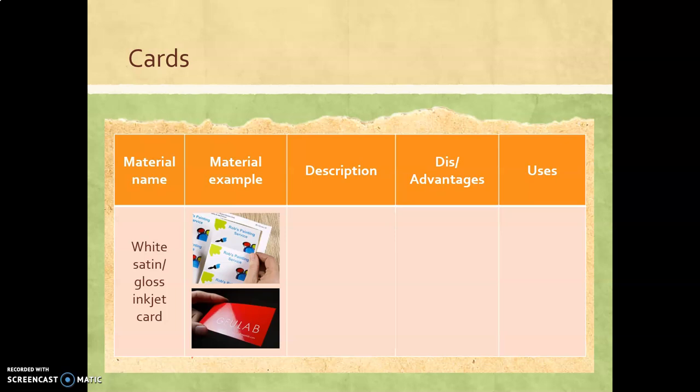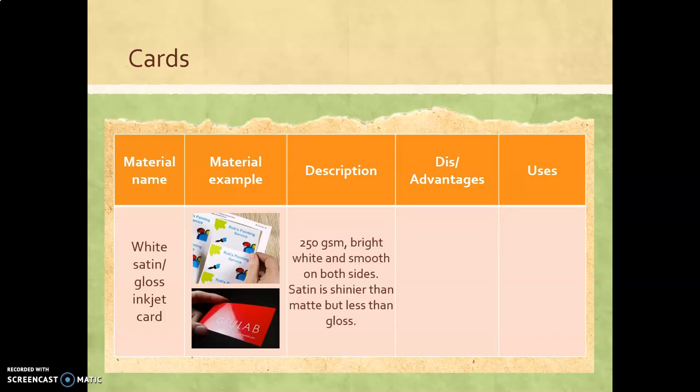Next, we have Satin and Gloss inkjet card. So they're very similar, but just the difference is in the shine. These are each 250 GSM. This is the stuff we use in school all the time that you've already used. It's bright white, smooth on both sides, and it's just about the level of shine.